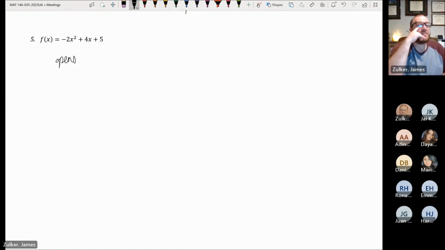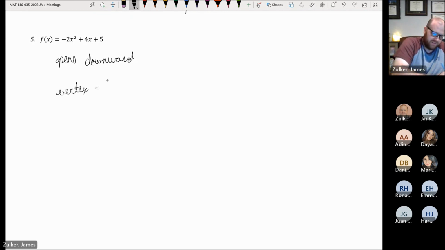How does this quadratic open? It opens downward. Let's go ahead and find the vertex. What's B? Right. What's A? Good. And what's C? Good.